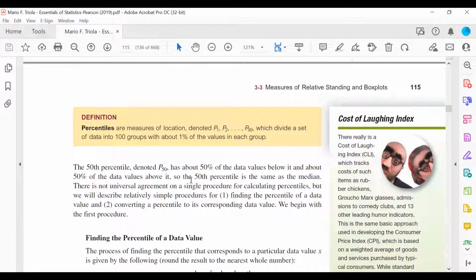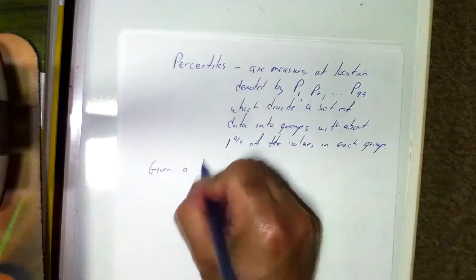Okay. That's what percentiles are. Now, there are some formulas that we're going to be using to find the percentile of a data value on a list. One of the things you're going to have to do is, given a list, first and foremost put them in order.